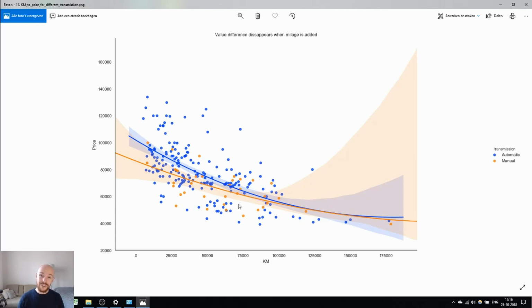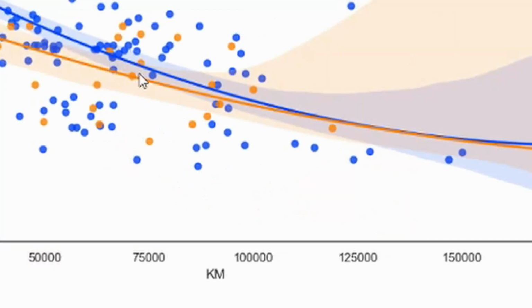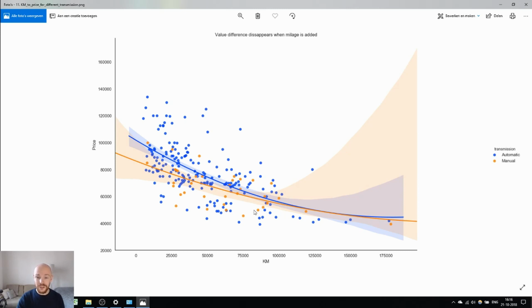How does the picture change if we start to add miles? Do manuals still hold their value better? We're looking at kilometers on the x-axis and price on the y-axis, with again in blue automatic cars and manuals in orange. Both have again a regression line fitted through them. We can see that initially the orange line is decreasing at the same rate as the blue line, but that it wants to cross over, but is actually not crossing over. This means that when you start to add mileage, even though it's a manual car, the value gain which you had in the previous graph is actually disappearing.